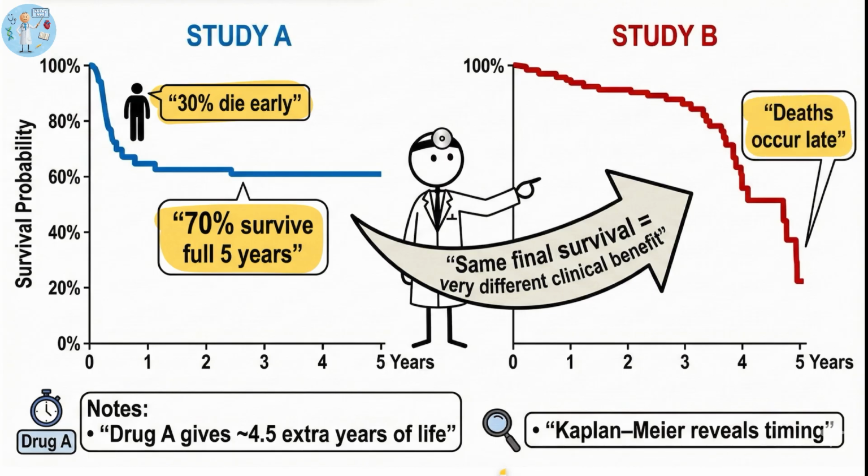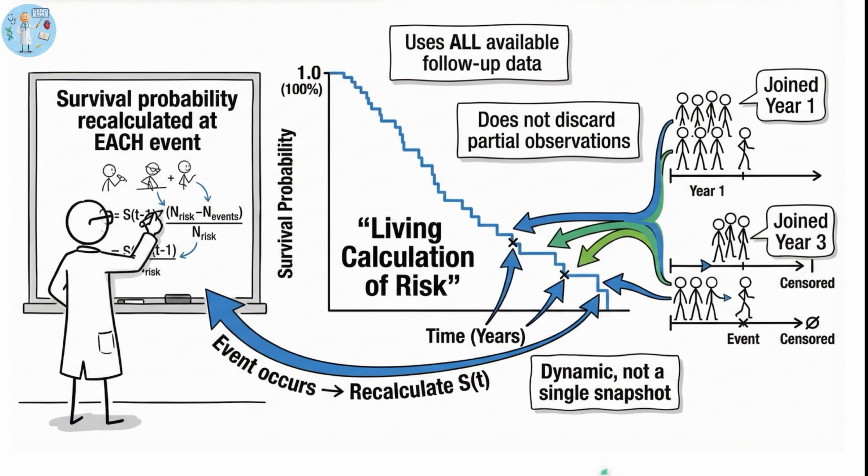Ah, I see it now. So drug A from study A actually brought people 4.5 extra years of good life. A huge amount of time. But drug B was just barely holding on. The final number is the same, 70%, but the clinical benefit of drug A is exponentially higher. Exactly. The Kaplan-Meier curve is designed to show you that timeline, moment by moment. It shows the velocity. And what about the second flaw, the incomplete data problem?